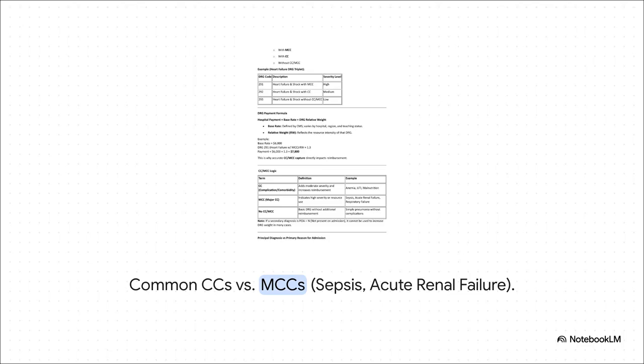Common CCs include stuff like mild malnutrition, chronic atrial fibrillation, or a simple UTI. They definitely increase care needs, but moderately. Now look at the MCCs: acute renal failure, septic shock, acute respiratory failure.